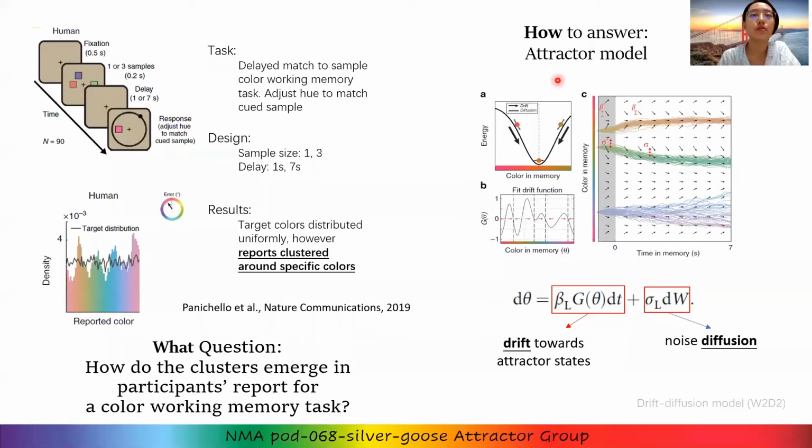In order to answer this question, we developed an attractor model, which means there exist some attractors on the color space in our memory. For a given color in our memory, it will be attracted towards their attractors. At the same time, this color also experiences a random diffusion process. So we can see here, the time evolution of a color in memory is influenced by a deterministic part, as well as the white noise process.